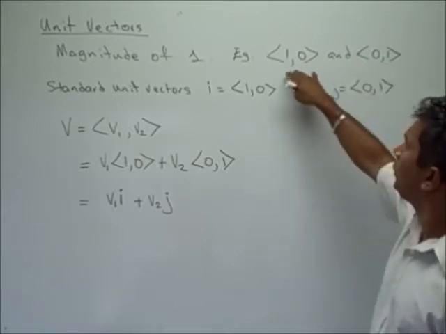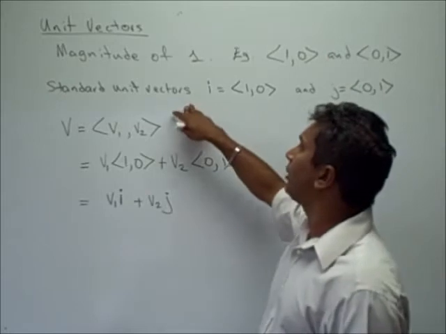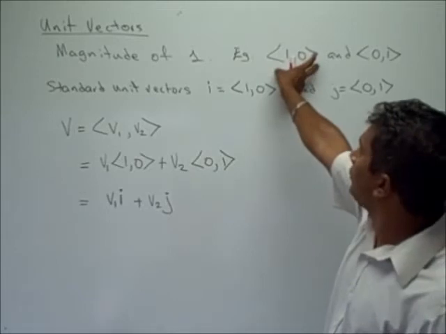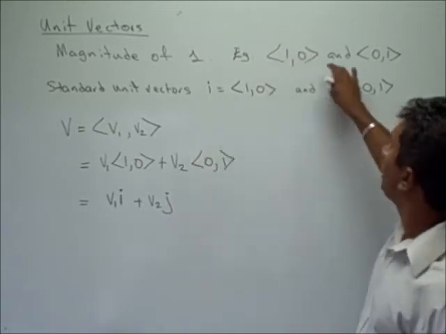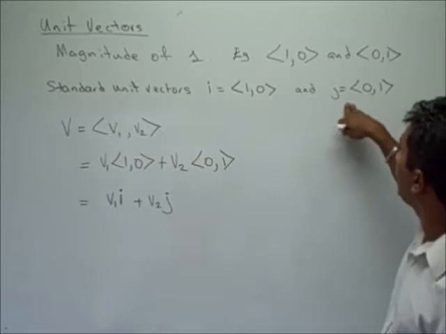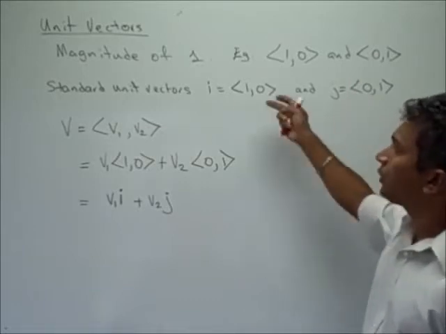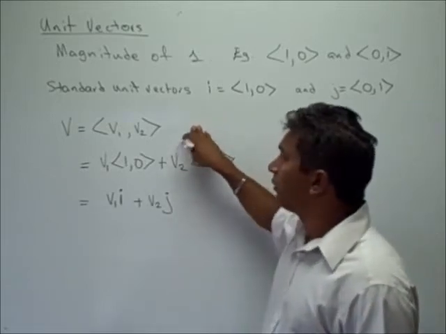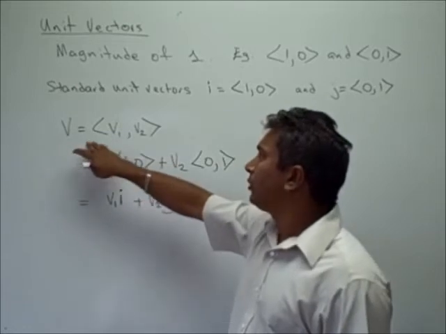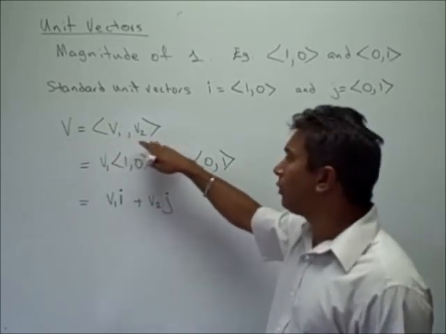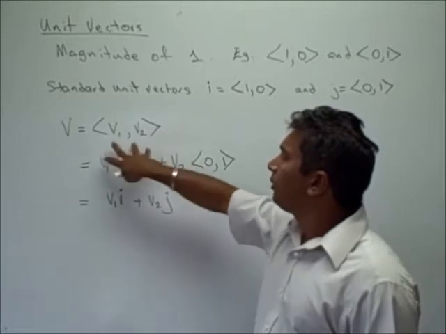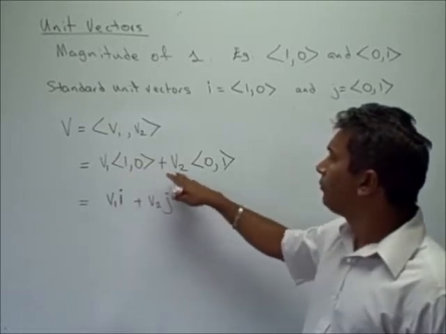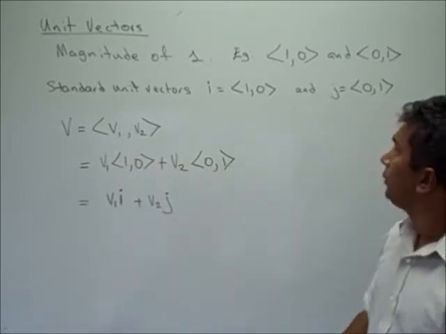Now these two unit vectors are our standard unit vectors, and we have actually given names to them. So this first unit vector is designated as i, and our second unit vector here is designated as j. Now we can use these two unit vectors to represent any vector in a plane. So here we have a vector v, which is equal to (v1, v2) in its component form. This vector can be written as v1 times (1, 0) and v2 times (0, 1) using our unit vectors.